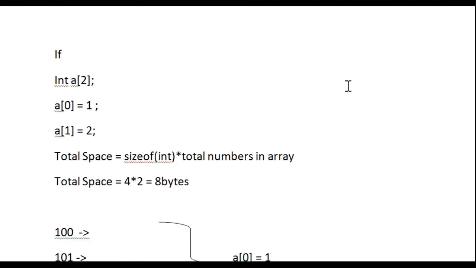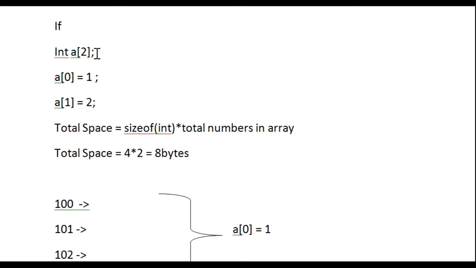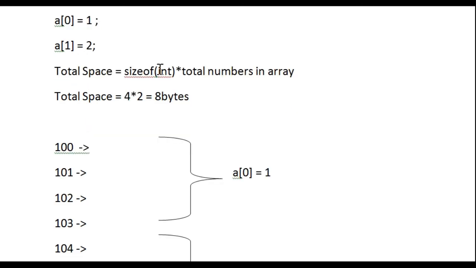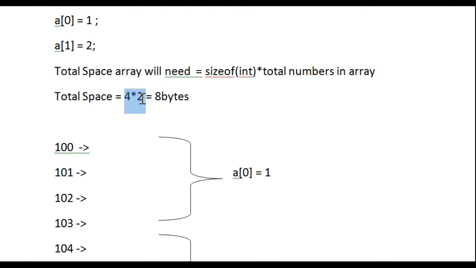Now let's look at what happens if we declare an array of integer type. I declare an array of integer type which has the size of 2, and I initialize the 0th element of the array with value 1 and the first element of the array with value 2. Then what is the size of this array? The total space which the array will need is the size of integer multiplied by the total number of elements in the array. The size of integer is 4 and there are 2 elements, so 4 times 2 equals 8. It will occupy 8 bytes in the memory.